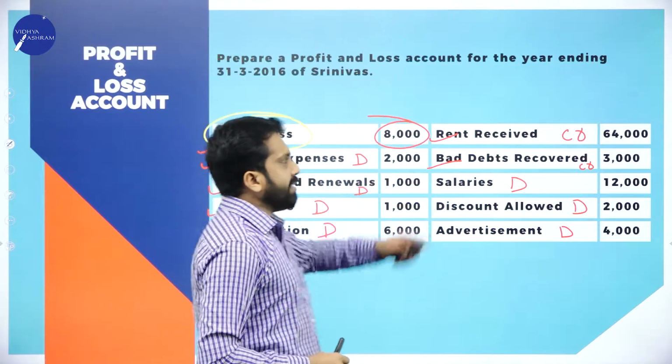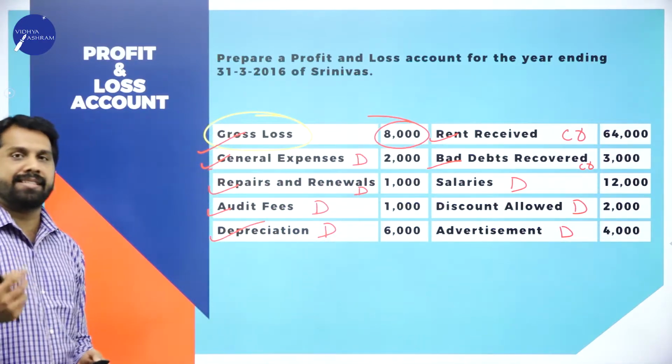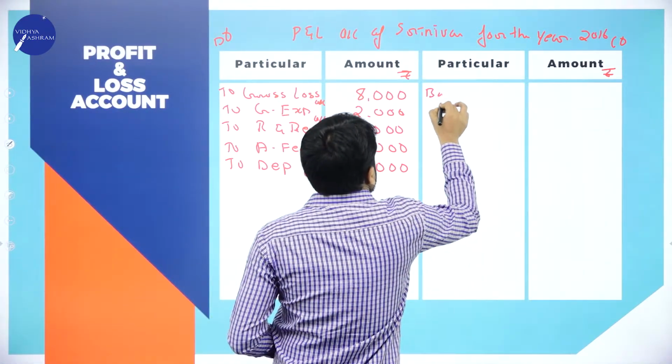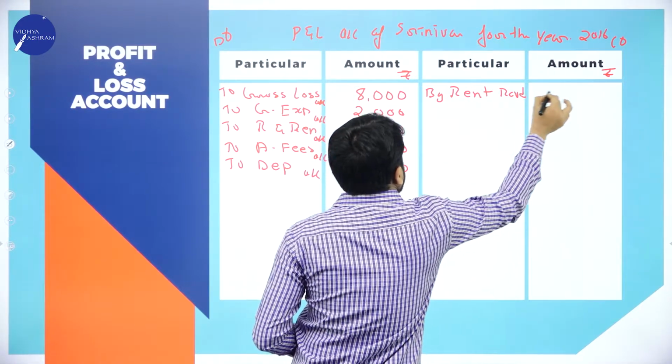Depreciation done. Rent received. Your receiving means what? Income. How much is it? 64,000. By rent received, 64,000.